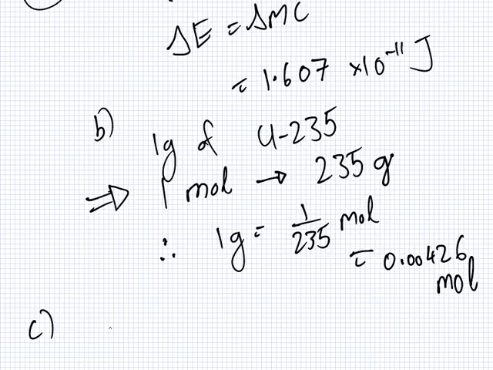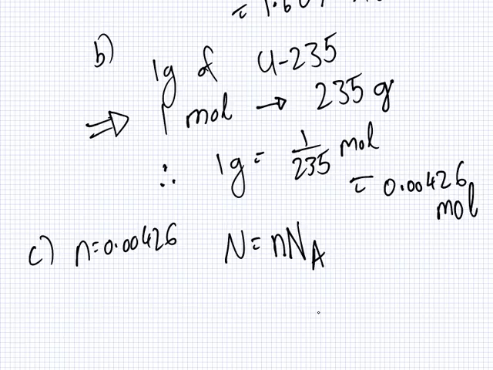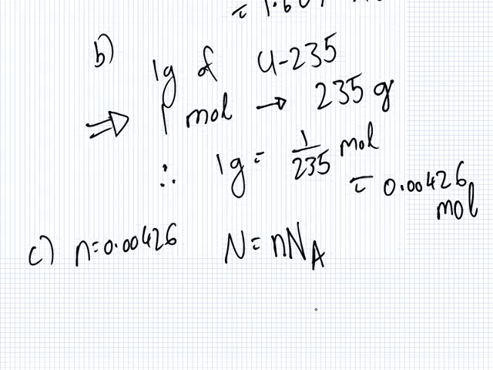Then C is how many atoms there are. So the number of moles is 0.00426. So the number of atoms is the number of moles multiplied by Avogadro's number. What number is that on the calculator? 24. N is 1.00. Which N? No. No what? Everything good? Great.